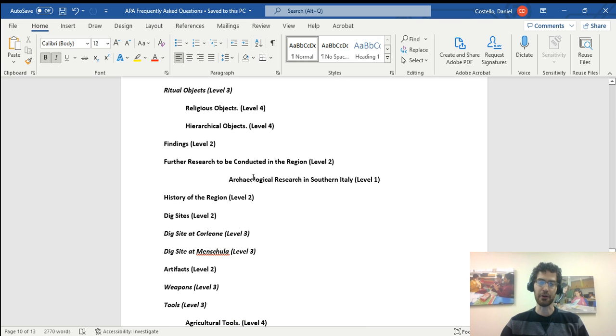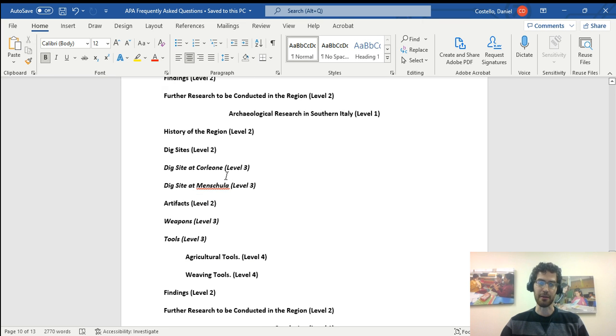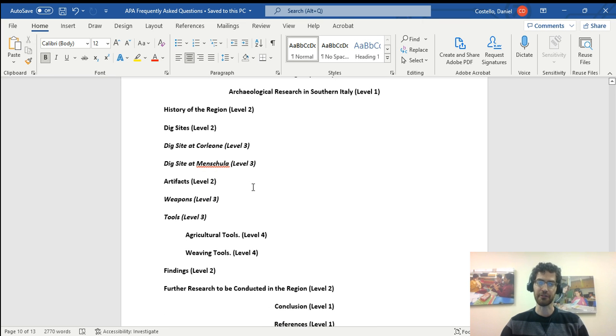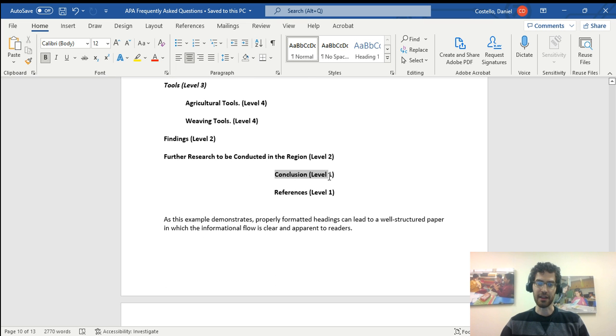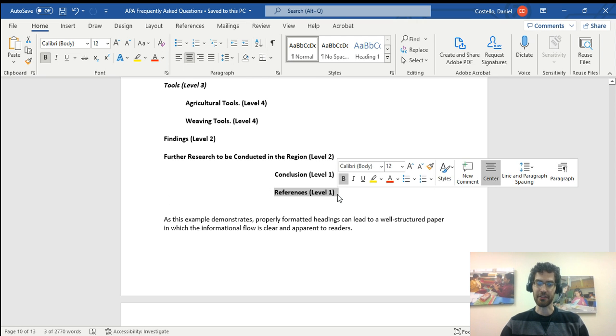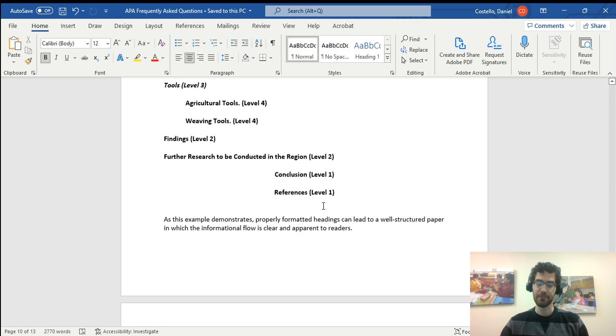And then the rest of the paper we won't go over, but it's just archaeological research in southern Italy. It repeats all those same sorts of levels, which you can find in the APA Frequently Asked Questions document that I detailed in the introduction video. And then finally, it ends with a conclusion, which is a level 1 heading because it is concluding the entire paper, and then the reference list, which is also a level 1 heading.